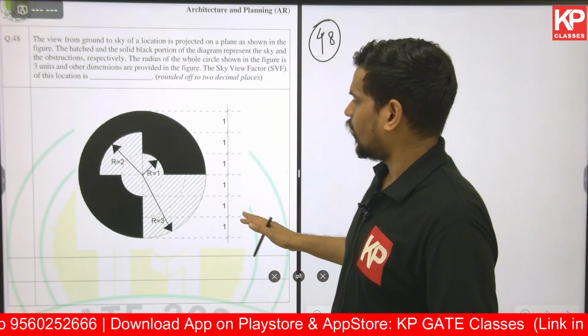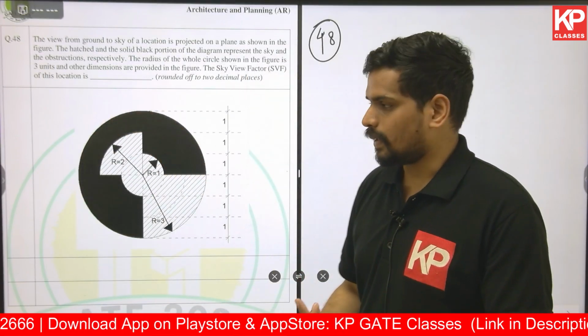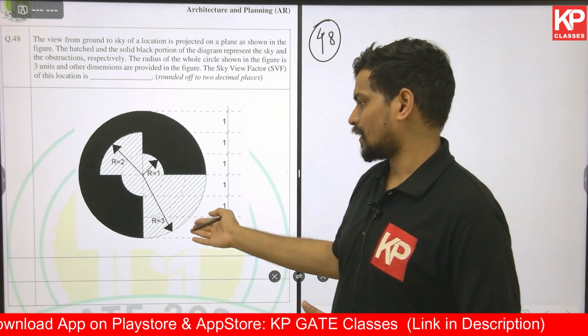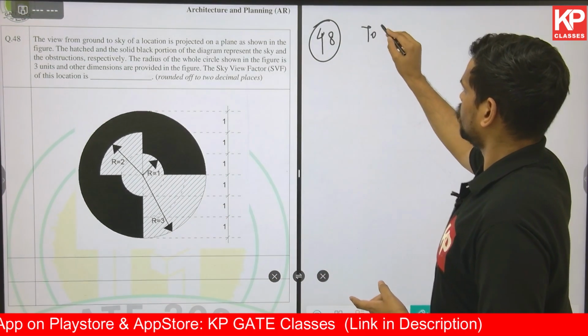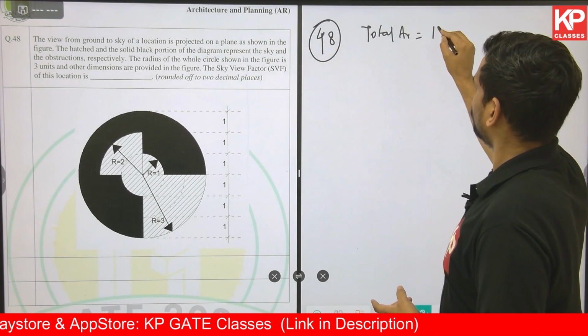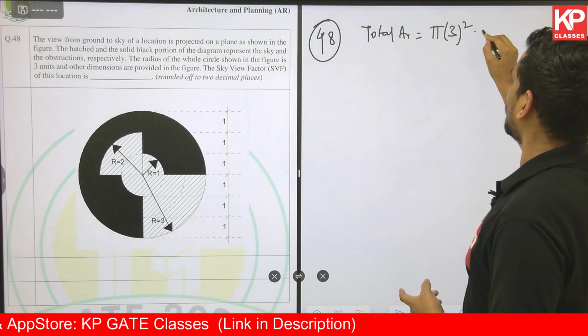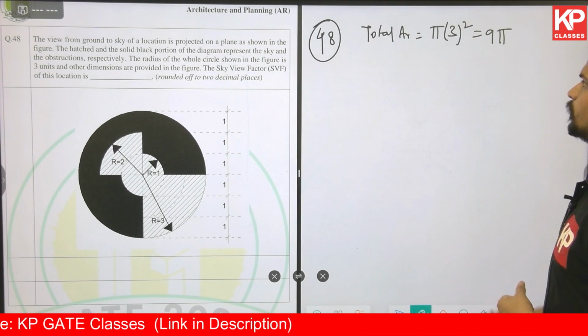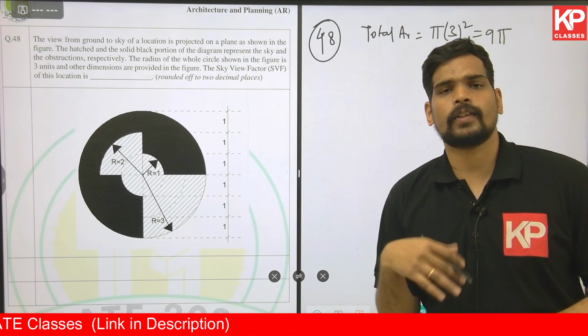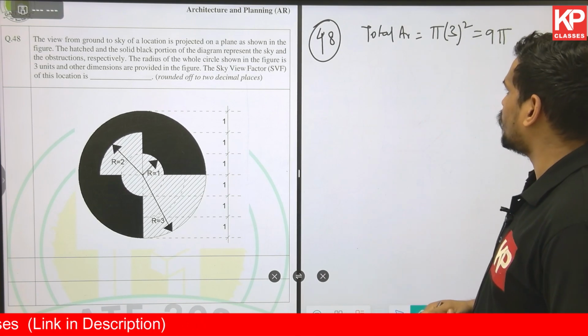So for that, the total area of the circle is very simple. The total area of the circle is pi r square. r is 3. So the total area is pi into 3 square, that is 9 pi. Right? I'll write it in terms of pi itself. You need not take the value of pi further.